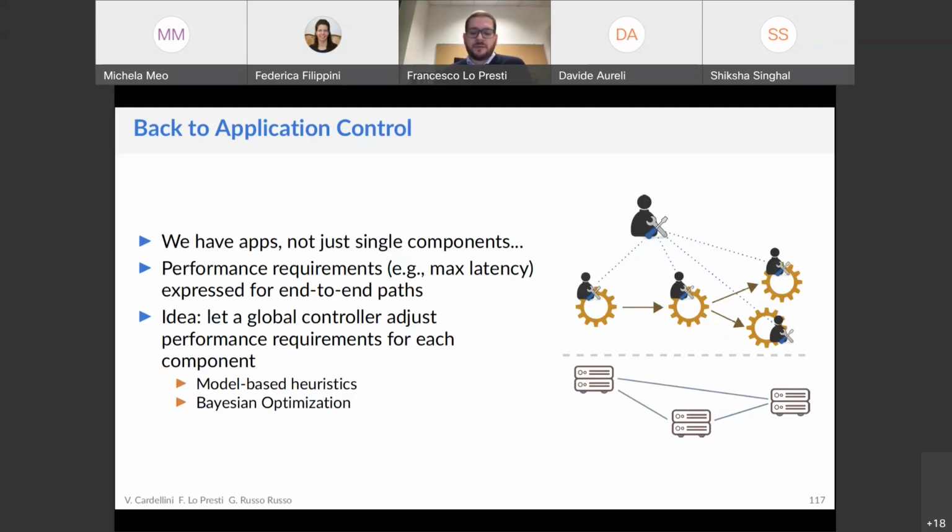And to do so, we have considered different techniques. For instance, you may rely on some model-based heuristics, relying on an approximate performance model of the different components, or you can use some black box optimization techniques to simulate the behavior of the local controllers and identify the best configurations of their objectives that lead to the best performance for the whole application.